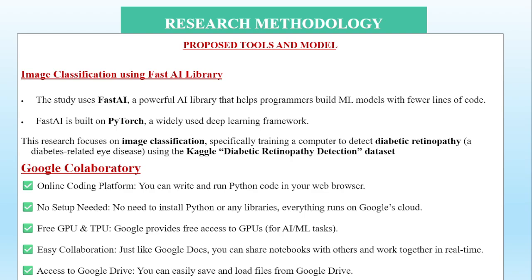Now, Google Colaboratory is an online coding platform. You can write and run Python code in your web browser. No setup needed, no need to install Python or any libraries. Everything runs on Google's cloud. Free GPU and TPU: Google provides free access to GPUs for AI and ML tasks. Easy collaboration, just like Google Docs. You can share notebooks with others and work together in real time. Access to Google Drive: you can easily save and load files from Google Drive.